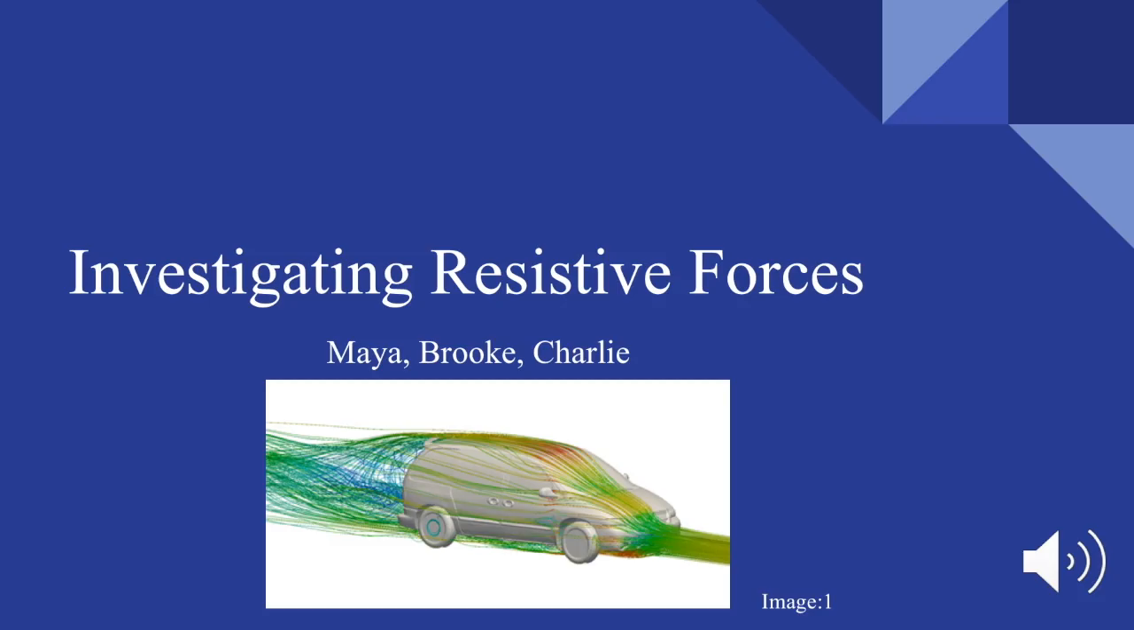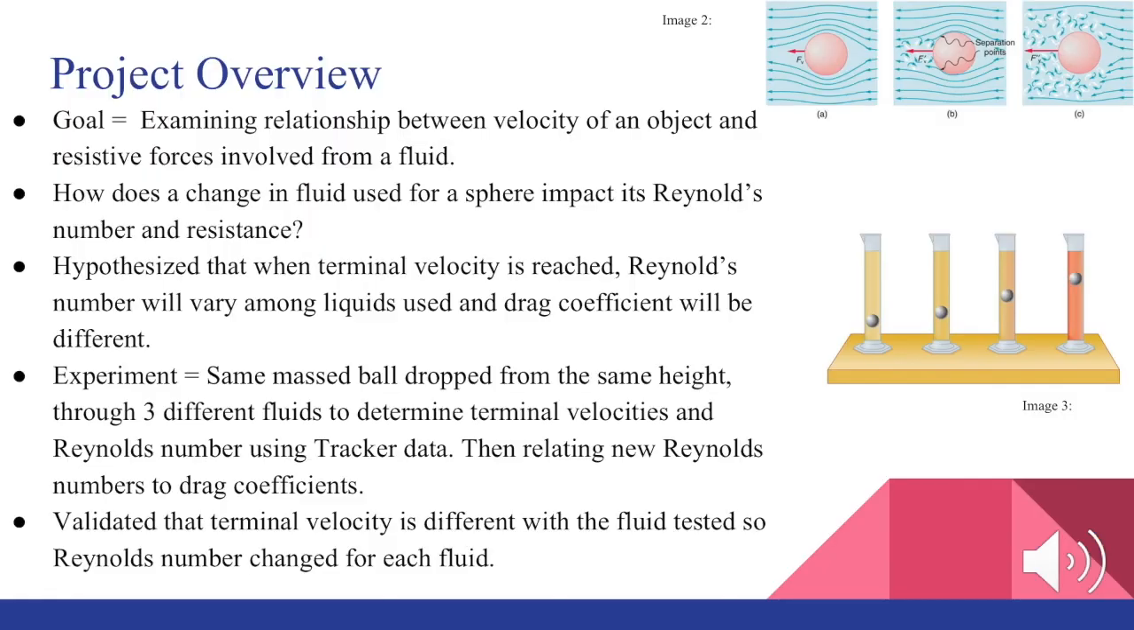The main goal of this experiment was to examine the relationship between the velocity of an object falling through a fluid and the resistive forces from the fluid. We set up an experiment that helped to demonstrate terminal velocity for an object in the fluid by showing that when an object reaches terminal velocity in the fluid, the gravitational force equals both the viscous and drag force.